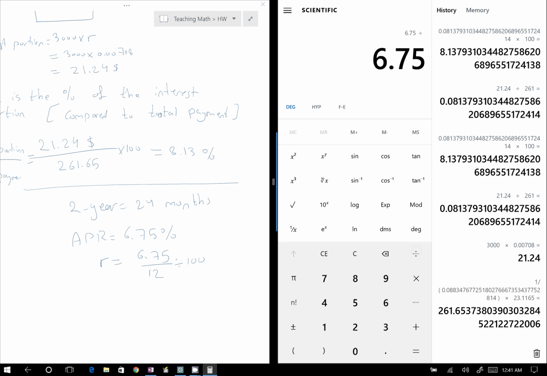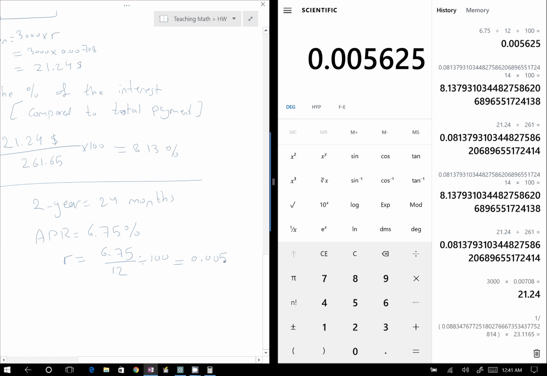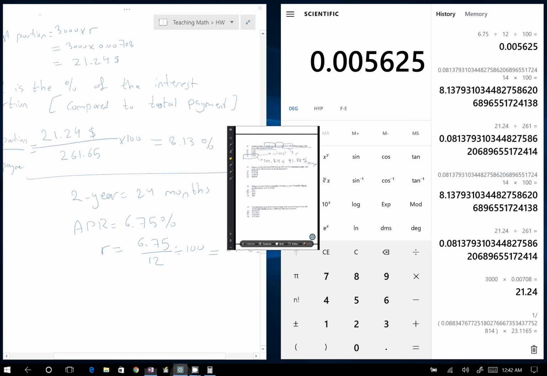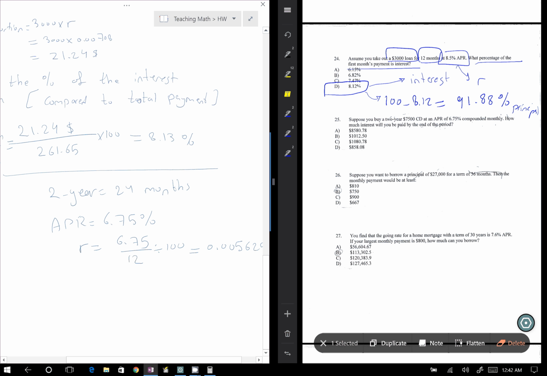75 divided by 12 divided by 100, 0.005625. Okay, so they want to, so I have now, you are here.